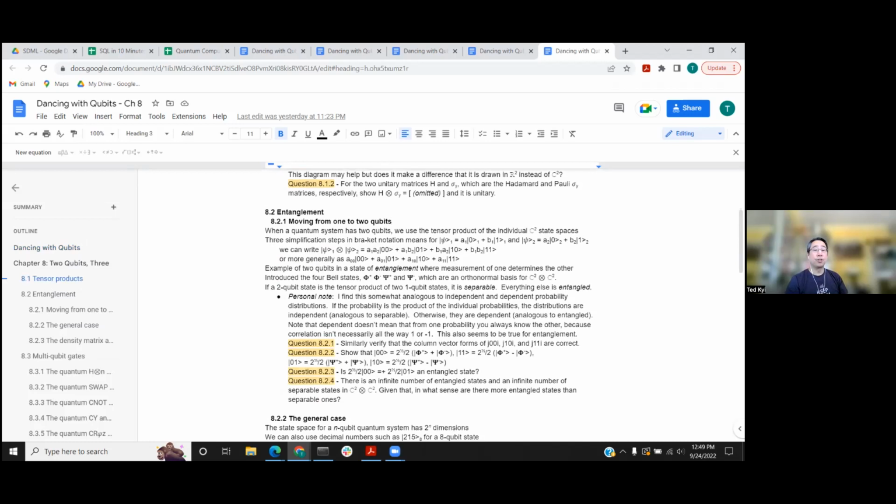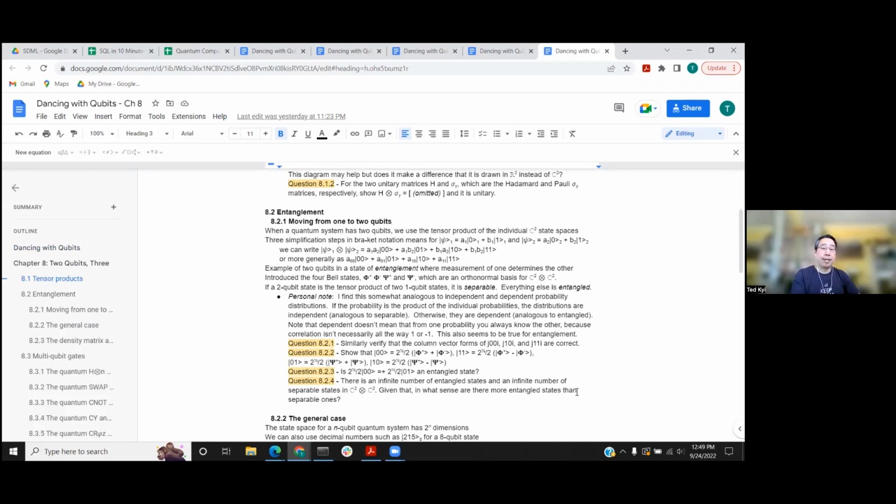All right. So then the next thing is section 8.2, which talks about entanglement. And this is where I feel like the author has strengths and weaknesses. So basically, we've shown that if you take two qubits, you can just tensor product them together, and you're going to wind up with a 4-dimensional vector.